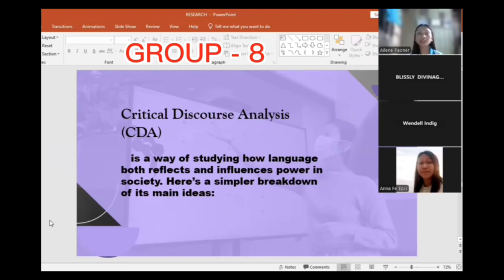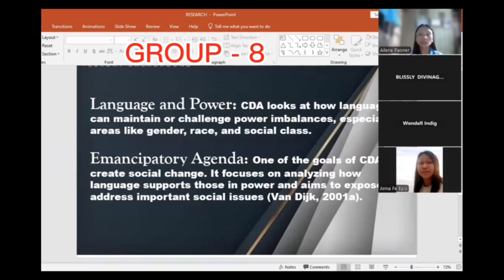That's all. Critical discourse analysis, or CDA, is a way of studying how language both reflects and influences power in society. And here's a simpler breakdown of its main ideas. Language and power: CDA looks at how language can maintain or challenge power imbalances, especially in areas like gender, race, and social class. For gender, women tend to use language more expressively, focusing on relationships and feelings, while men often use language more directly and focused on facts. And for social class, it refers to variation in speech patterns, dialect, and vocabulary that can be observed among different racial groups.